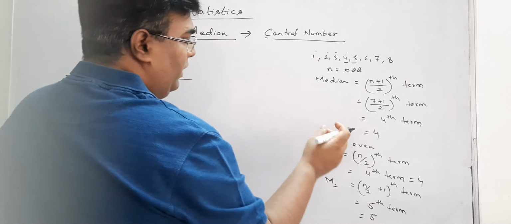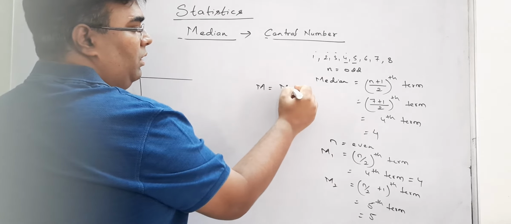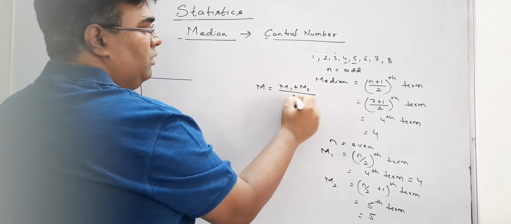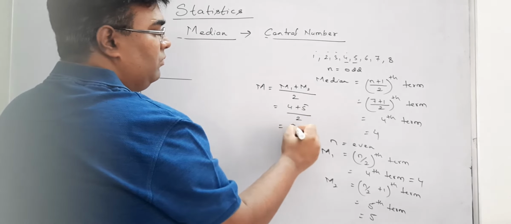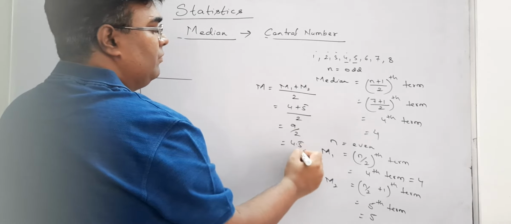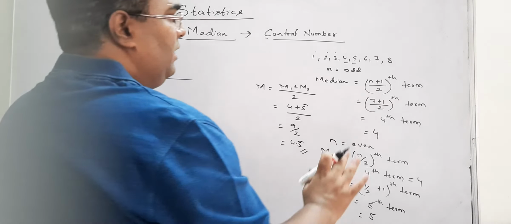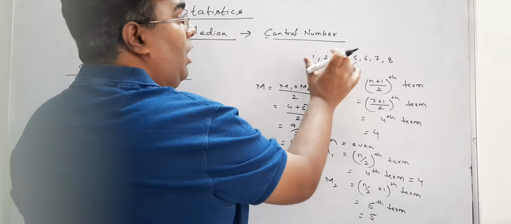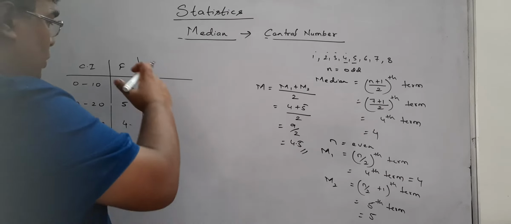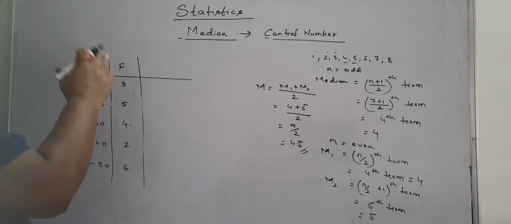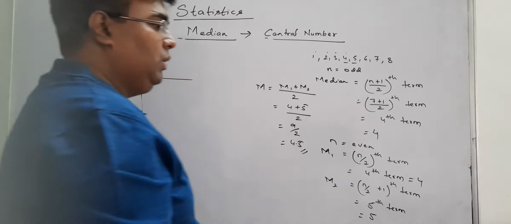Now what we can do is take the average of these two medians. So my median is (m1 plus m2) divided by 2, which is (4 plus 5) divided by 2, which is 4.5. Correct? So in this way we can find the median in raw data, ungrouped data, right? But whenever the data is grouped, where class interval and frequency are given, how do we find the median? Let us do this.